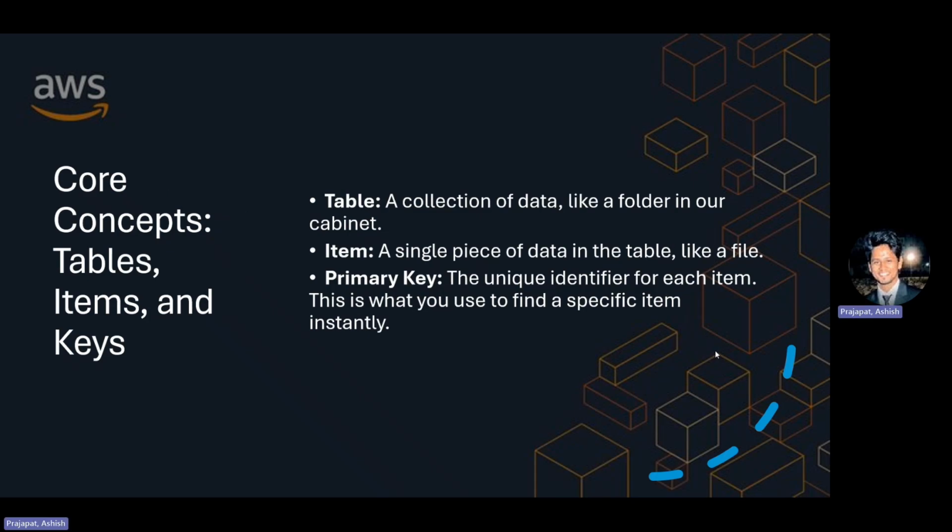Okay, to get a handle on DynamoDB, you just need to understand three core concepts. First, you have a table, which is like a big folder that holds all of your data. Inside that table, you have items, which are the individual pieces of data. And finally, this is the most important part, each item has a primary key. This is the unique identifier that DynamoDB uses to find your data instantly and efficiently. So you don't need to define every single column in your database upfront. You just need to tell DynamoDB how to find the item you are looking for.